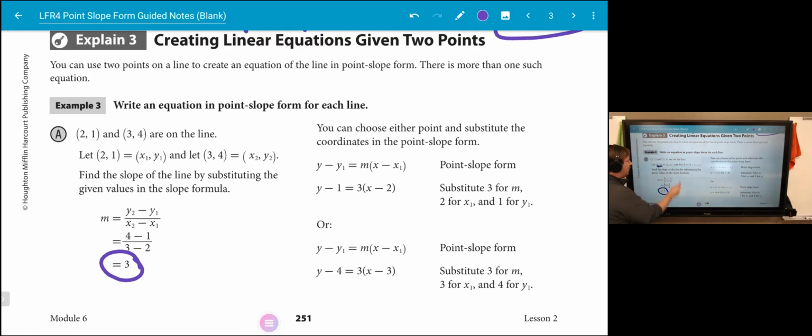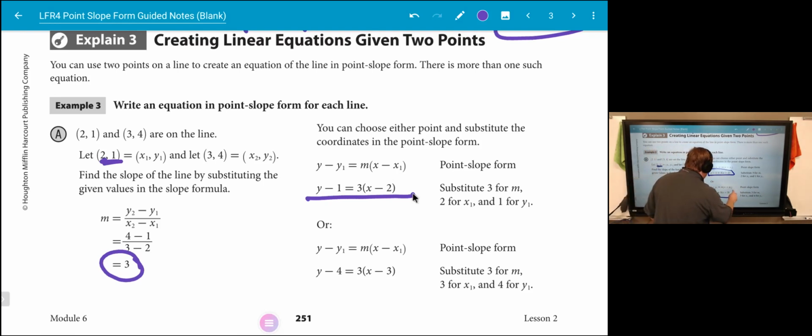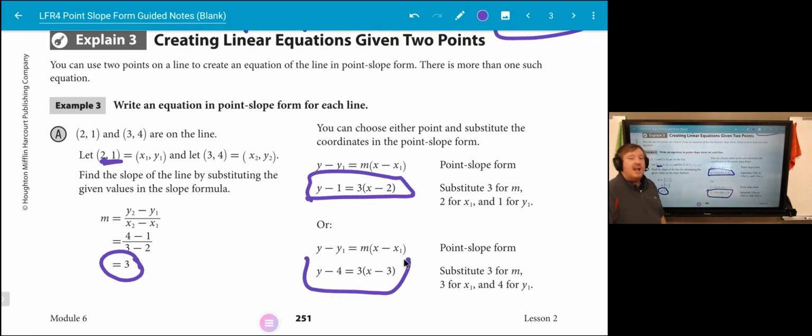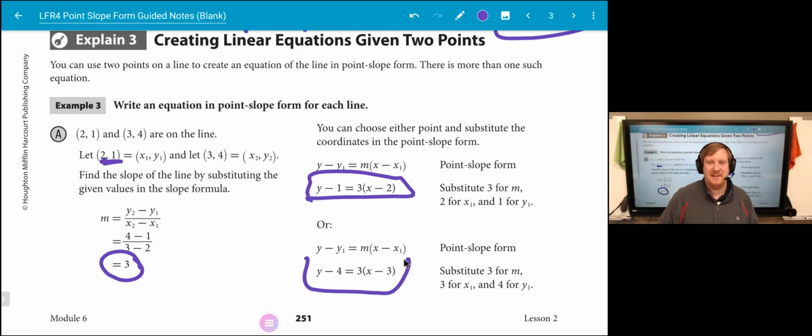Again, (2, 1) was one of the points. That's up here. That's what this equation looks like. Or y minus 4 equals 3 times x minus 3. That's another one of the points. They're both the same. They have different numbers, but they would turn out to be the same equation, and we'll show you that later on.